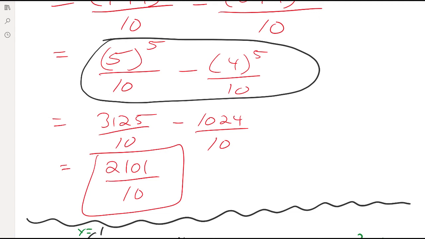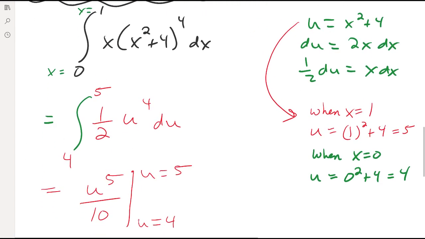Okay? So the second way that I showed you involved changing our bounds of integration. Not necessary, like I said, you could just do it the old way if you want to, but that way is a little quicker. And so some people do prefer that method.